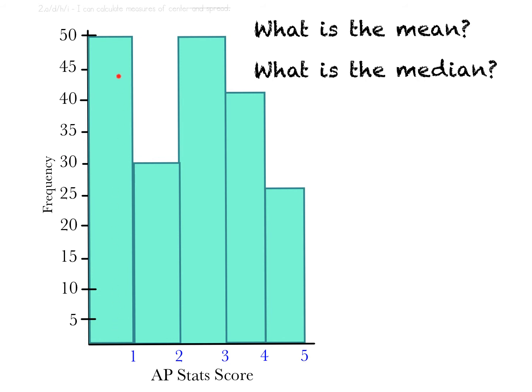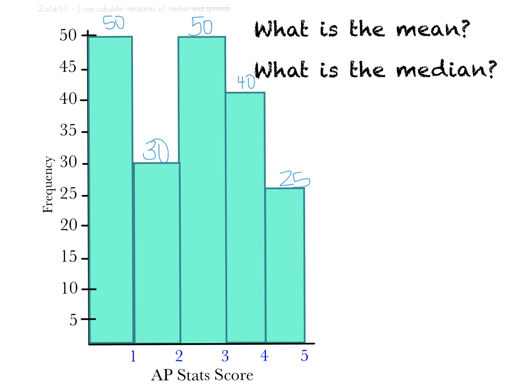So when I see this bar goes up to 50, that means that there were 50 people that scored a 1. And this bar goes to 30, so there were 30 people that scored a 2. 50 people that scored a 3, 40 people that scored a 4, and 25 people that scored a 5. So what that actually means is this would be like having 50 1s listed, and then 30 2s listed, and then 50 3s listed, and then 40 4s listed, and then 25 5s listed.